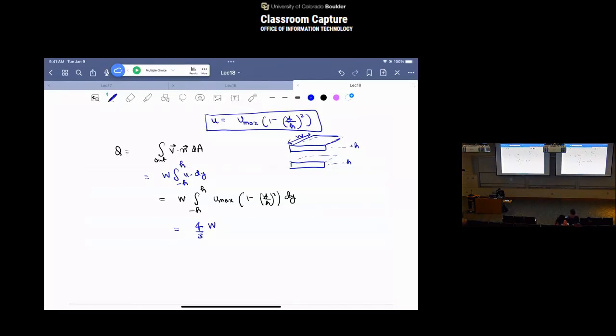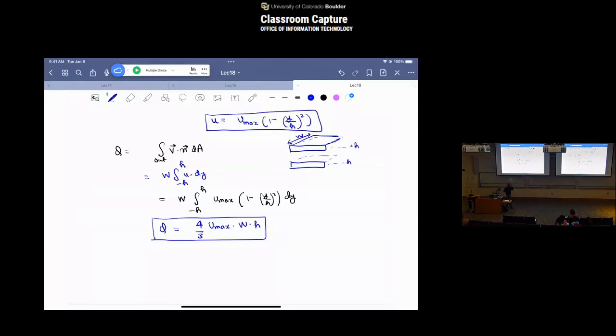I believe that is correct. I'm just blanking on a little bit of the calculation. u max times, yes, that is correct. So this is what you will get. Okay, 4 by 3 times w times h.